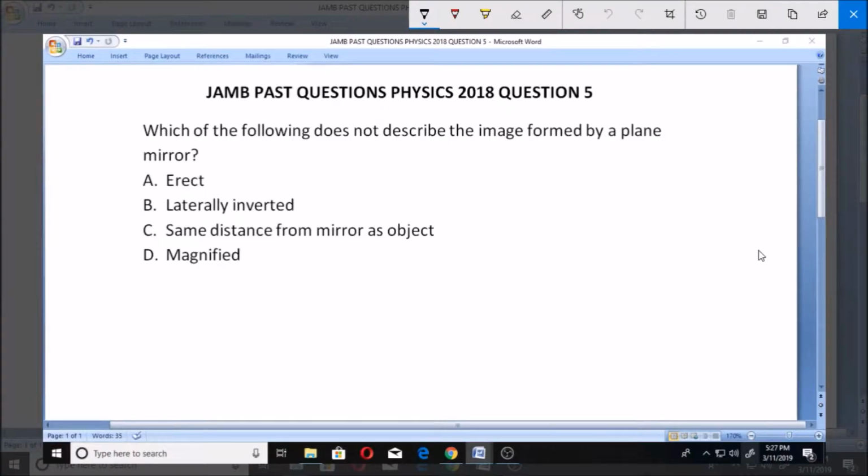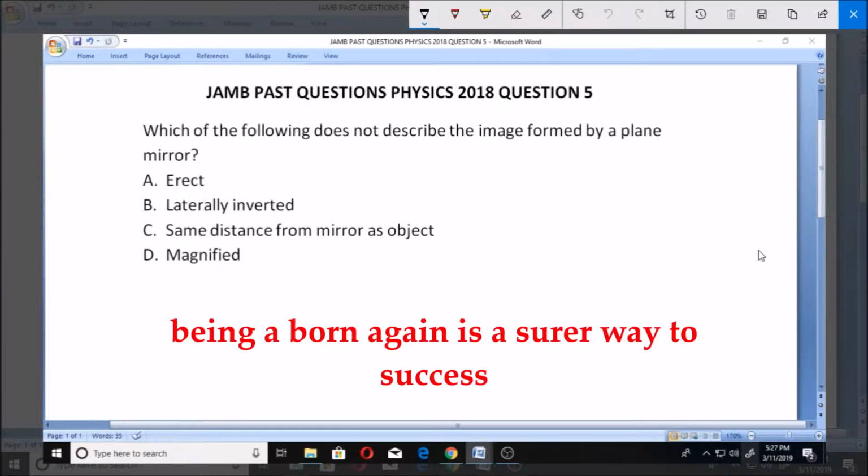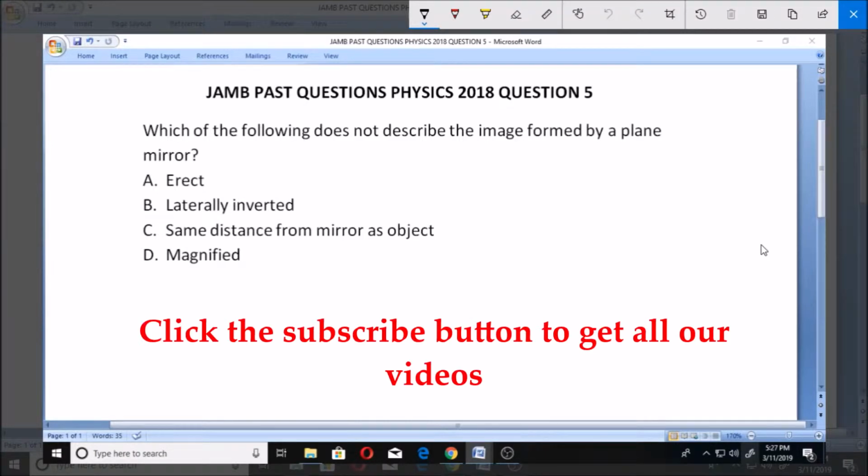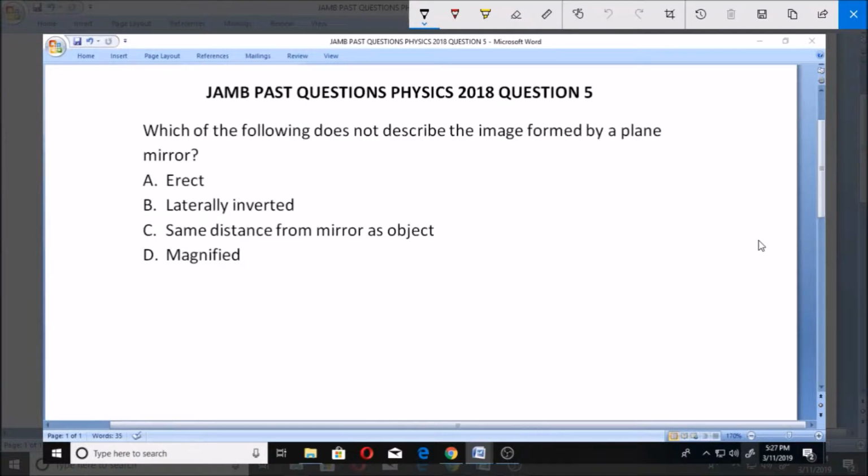Yes, let's look at this JAMB past questions, Physics 2018, question number 5. Which of the following does not describe the image formed by a plane mirror? A. Erect. B. Laterally inverted. C. Same distance from mirror as object. D. Magnified.